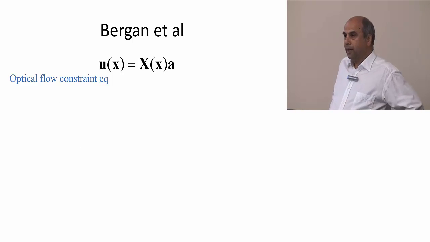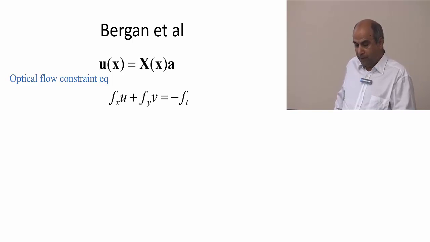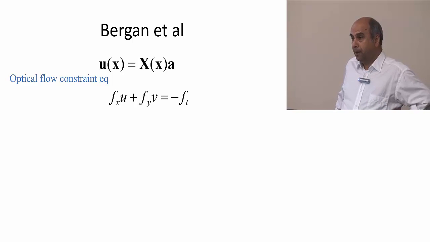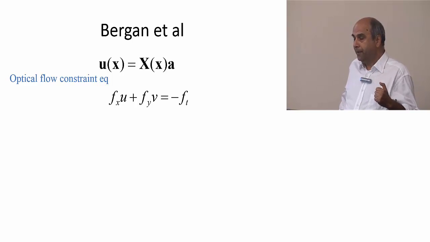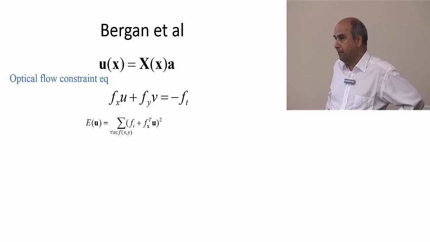So we know that we have discussed at length the optical flow constraint equation. Given two images, we can compute spatial temporal derivatives, fx, fy, ft. Then this is true for every pixel, and we are going to use that. So what we are going to do is use all the pixels in the image.